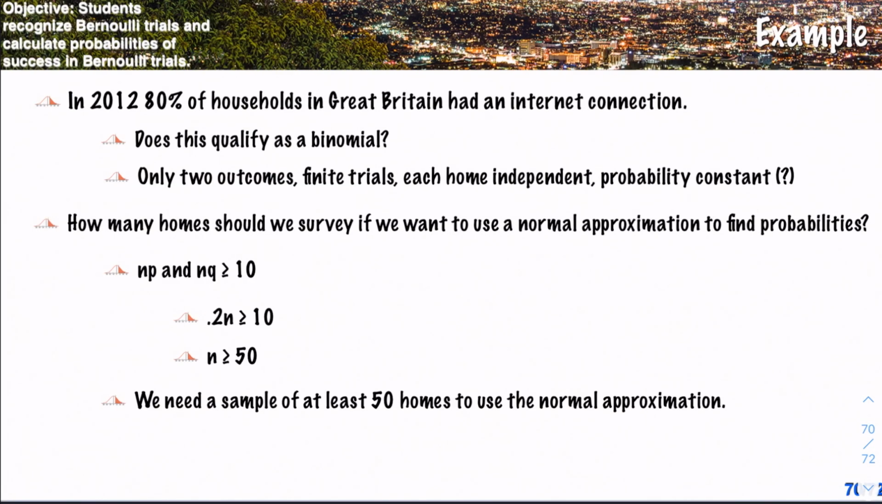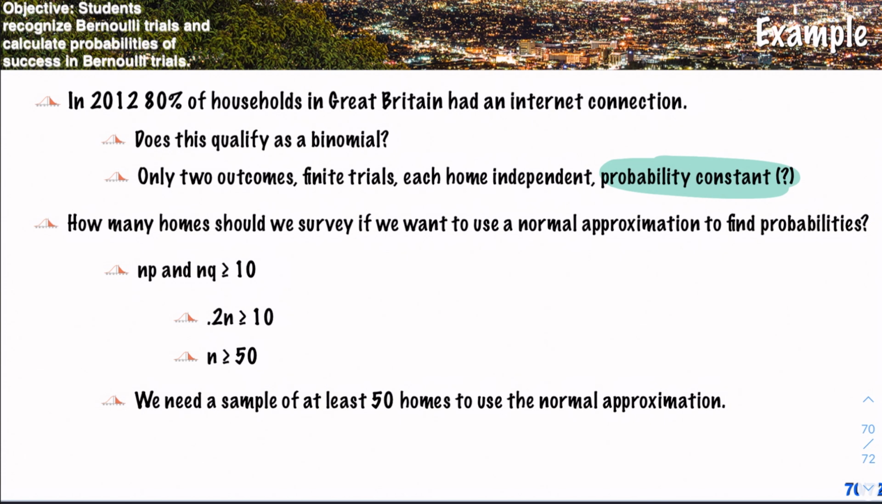Now, in 2012, 80% of households in Great Britain had an internet connection. Does this qualify as a binomial? There's only 2 outcomes, finite trials. Each home is independent. But is the probability constant? Most likely not.